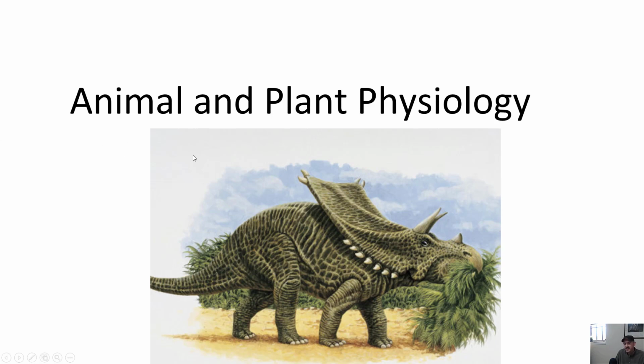So animal and plant physiology is what we're beginning here. We already talked about the endocrine system, and because of time constraints, I did not include plant hormones in that lecture, but we will talk about some plant stuff in this chapter and work our way through animal digestion and other things.